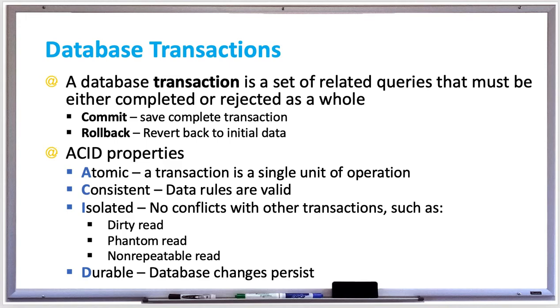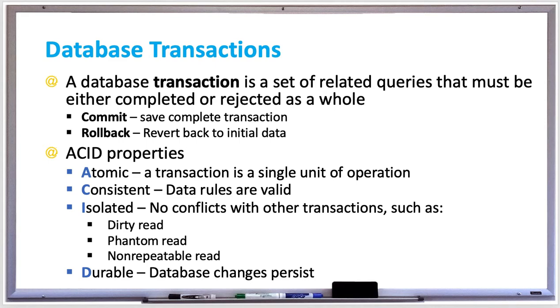It's possible for two concurrent transactions to interfere with each other in several ways. Common conflicts include dirty reads, phantom reads, and non-repeatable reads. A dirty read is when a transaction is allowed to read a row that has been modified by another transaction which has not committed yet, and then the dirty read occurs.